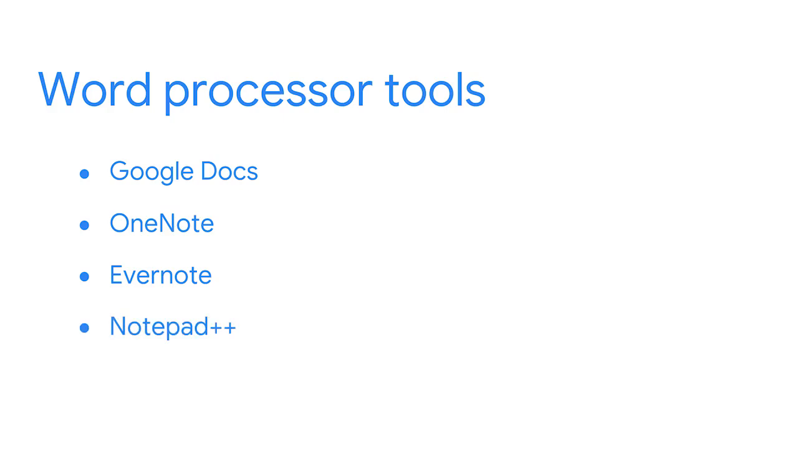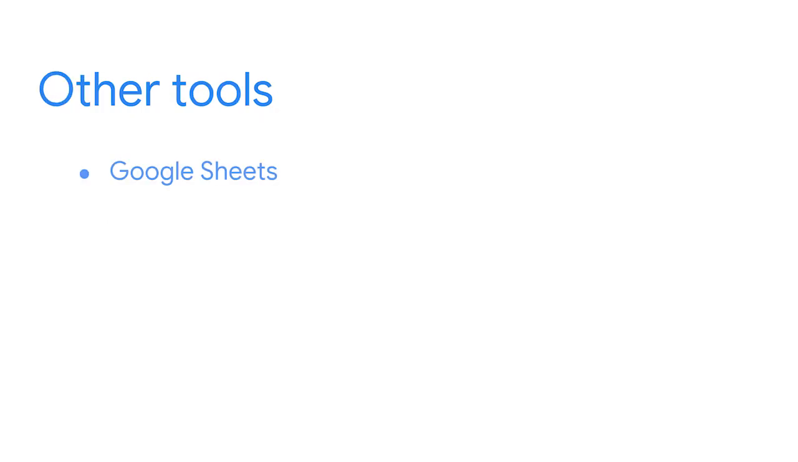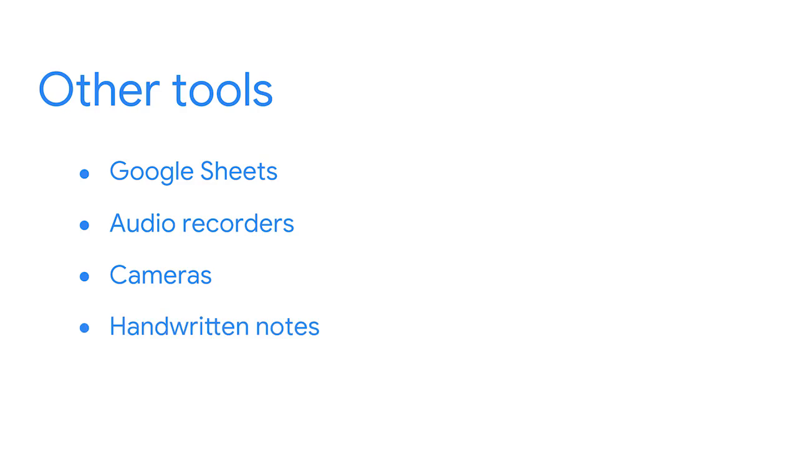Word processors are a common way to document. Some popular tools to use are Google Docs, OneNote, Evernote, and Notepad++. Ticketing systems like Jira can also be used to document and track incidents. Lastly, Google Sheets, audio recorders, cameras, and handwritten notes are also tools you can use to document.